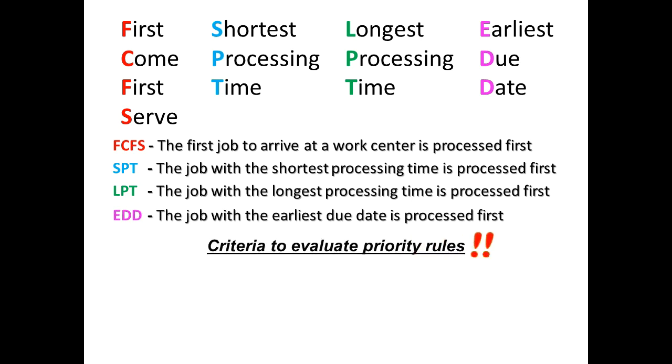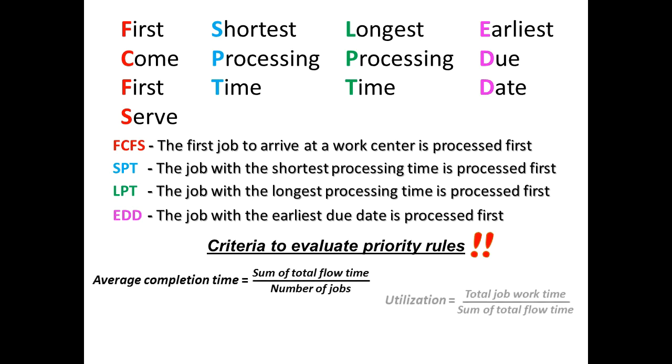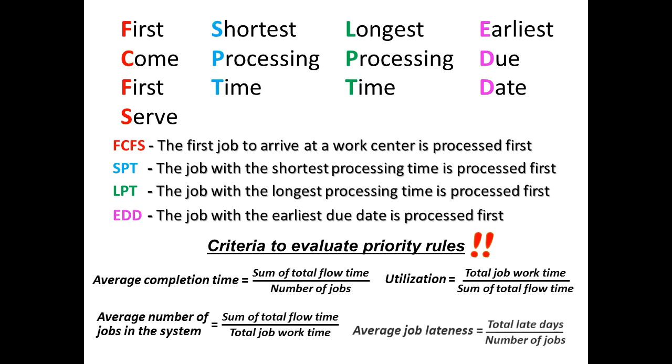There are 4 important criteria that are used to evaluate these rules, which are: 1. Average completion time equals the sum of total flow time over number of jobs. 2. Utilization equals total job work time over sum of total flow time. 3. Average number of jobs in the system equals the sum of total flow time over total job work time. And 4. Average job lateness equals total late days over number of jobs.